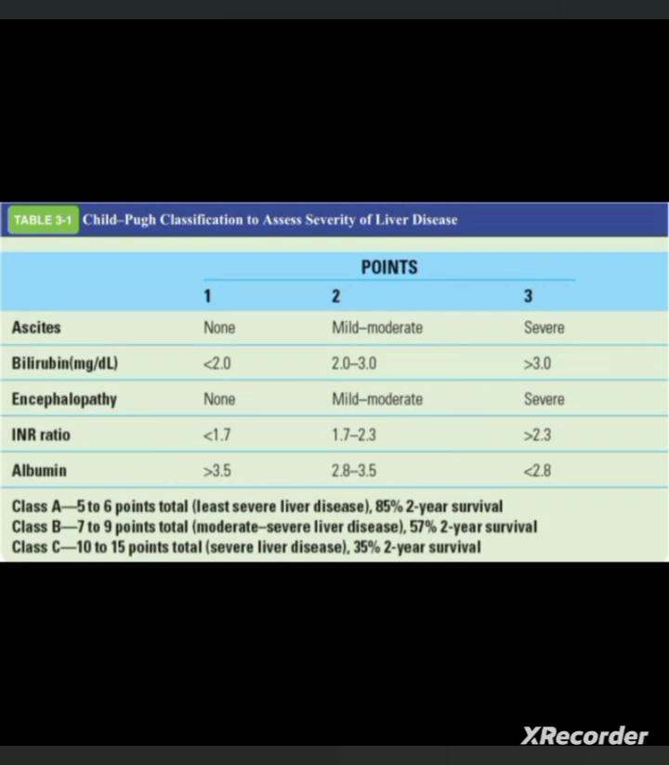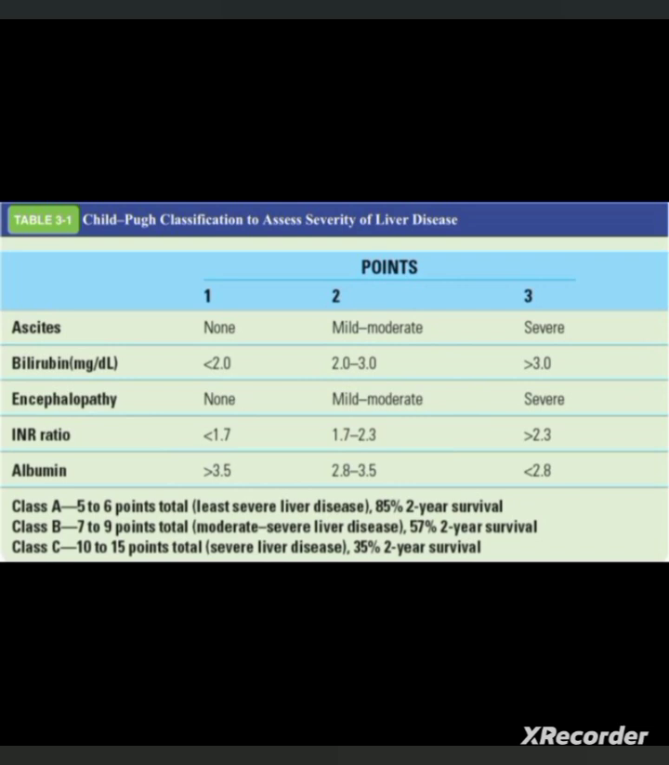In the case of ascites, if there is no ascites, the score is 1. If there is mild to moderate ascites, the score is 2. In the case of severe ascites, the score is 3. The next parameter is bilirubin. If the bilirubin is less than 2 mg per dL, the score is 1. If the bilirubin is between 2 and 3, the score is 2. If it is greater than 3, the score is 3.